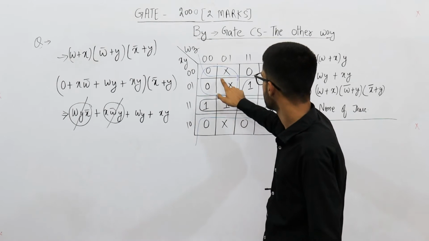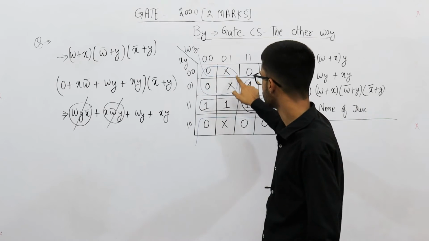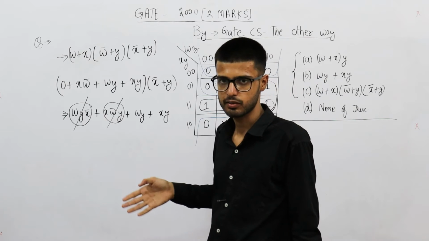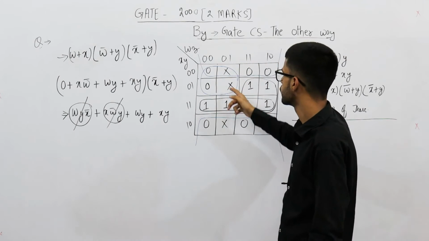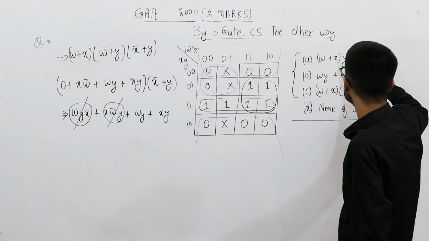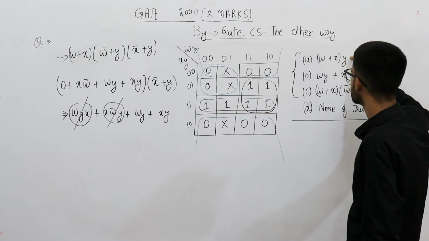Here I can include both of them into this group by assuming them to be 0. Okay. So whatever be the grouping, either SOP or POS, we are assuming all of them to be 0 in both of the cases. That is the reason POS and SOP are equivalent.